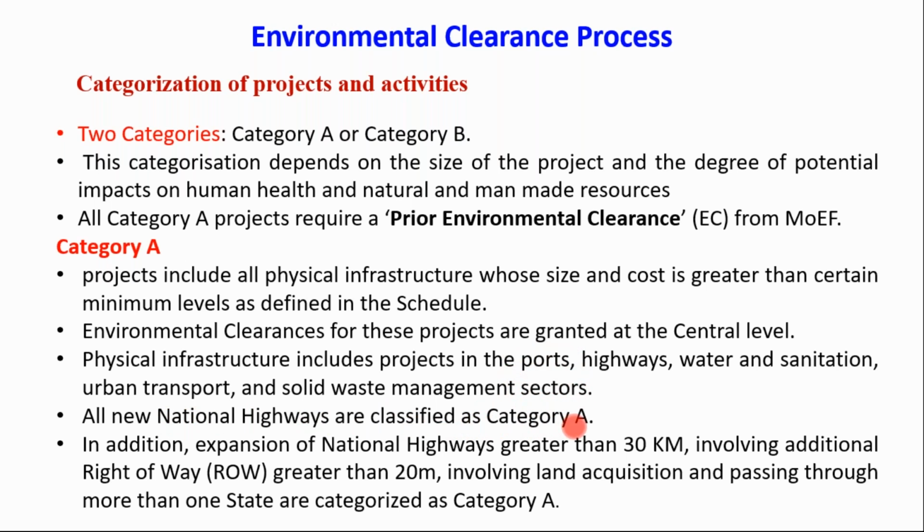All new national highways are classified as category A. So all the national highways, that is NH 1, 2, 3, etc., all are under category A. In addition, expansion of national highways greater than 30 km, involving additional right of way greater than 20 meters, involving land acquisition and passing through more than one state, are categorized as category A. So in these category A activities, clearly all the new national highways are included; the old national highways are not part of this category A, but if an old national highway is going to be expanded by more than 30 km, or if there are activities like land acquisition and it is passing through more than one state, then that national highway is called a category A project.